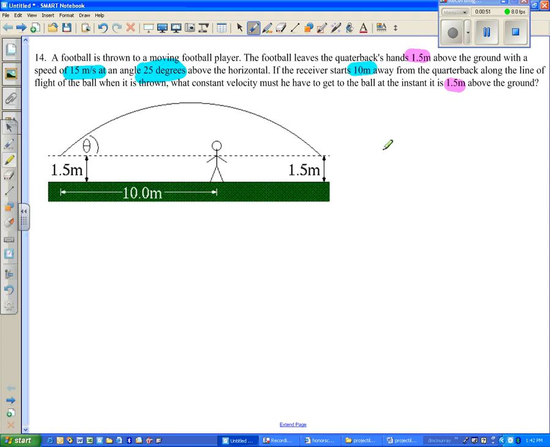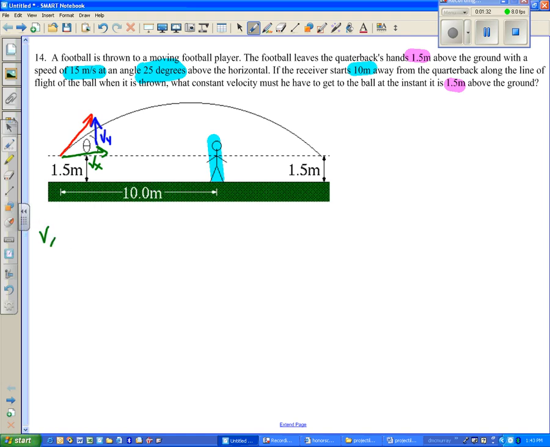What are we really looking for? The velocity that this guy here needs to travel in order to end up where the football will eventually end up. So this is going to work similar to other problems we've done in the past. We have two different vectors. First off, we have something that goes up, right? And that's going to have a y component, and it's going to have an x component. And the x component is the adjacent of the angle, and the y component is the opposite.